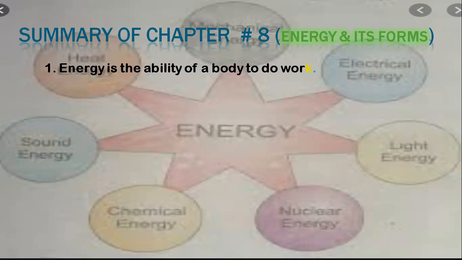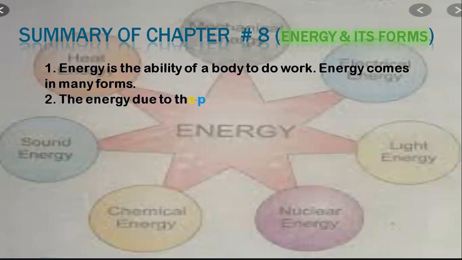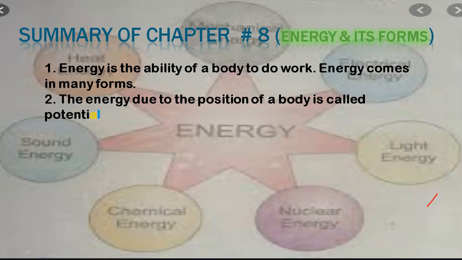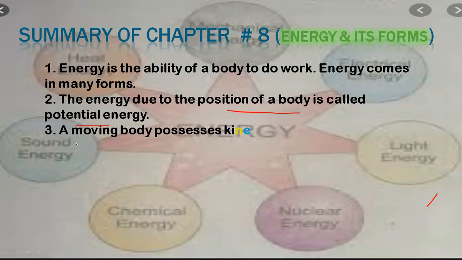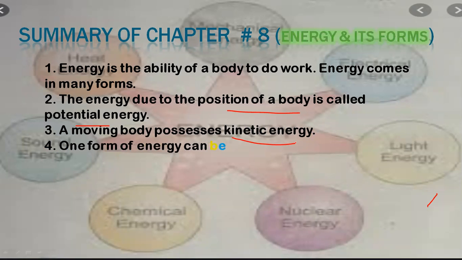Energy is the ability of a body to do work. Energy comes in many forms, as we have seen before, like potential and kinetic energy, the two main types. Potential energy is the energy due to the position of the body. And if a moving body possesses any type of energy, that is called kinetic energy.